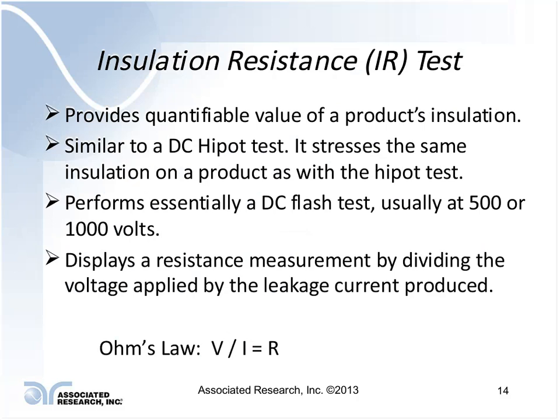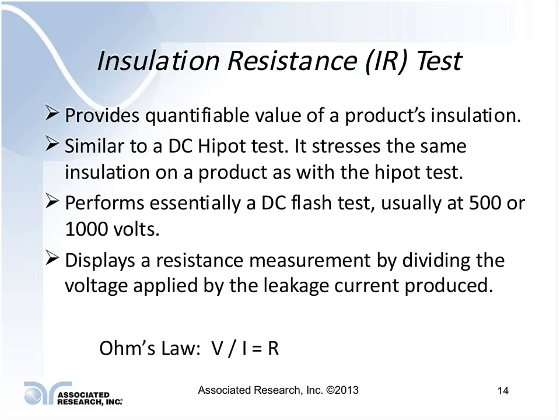Now the insulation resistance test is actually extremely similar to the Hipot test in most senses. But in this case, you're providing a quantifiable value for your insulation. Now remember, for the Hipot test, basically we're measuring leakage current. Well, for the insulation resistance test, we're doing the same thing. We're applying a high voltage and we're measuring leakage current, except the unit will convert, using Ohm's law, that leakage value into a resistance value. And that tells you exactly how much resistance your insulation is providing.